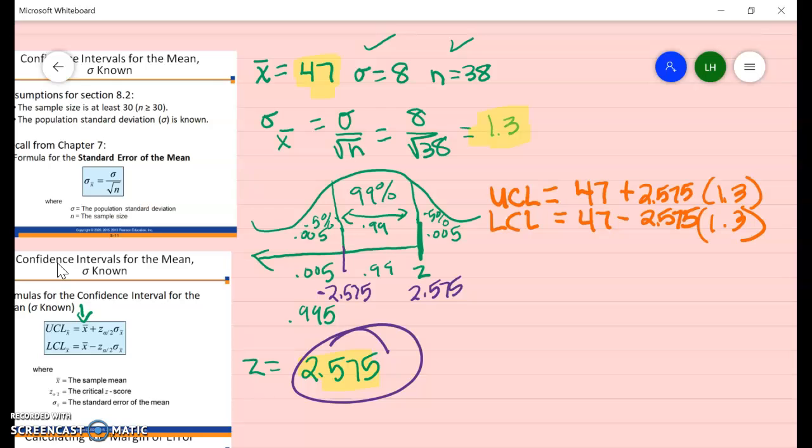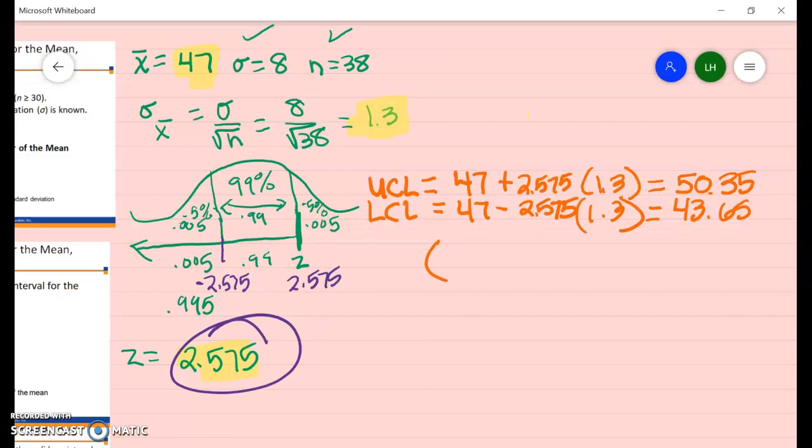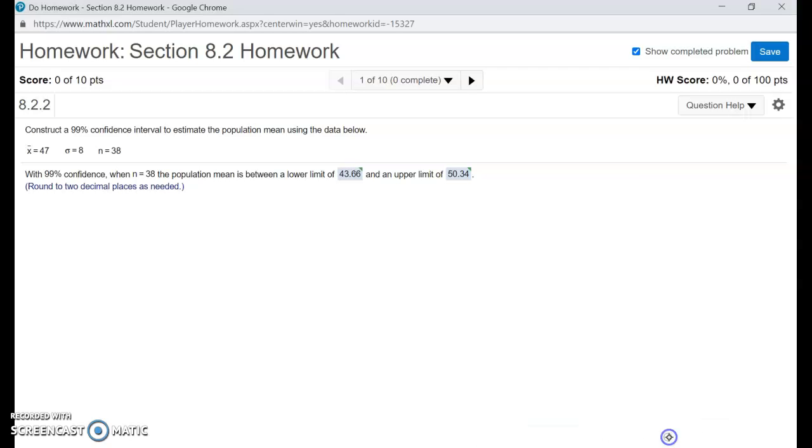So you're going to plug that into your calculator. And your confidence interval is going to be 43.65 to 50.35. And it did work because there is an answer tolerance. So if we were to subtract 1 there and subtract 1 there, that would work. So let me know if you have any questions.